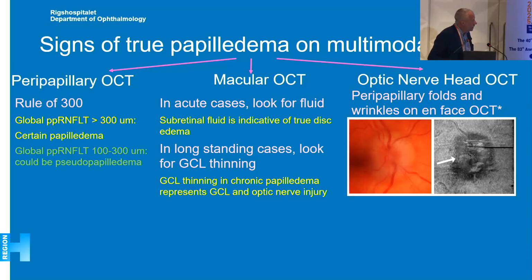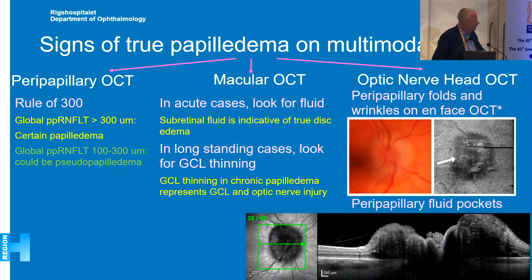And you do the optic nerve head OCT. You have these very nice peripapillary folds and wrinkles that are seen on en face OCT. I'll show you a more clear picture of this in the next slide. And also these small fluid pockets that are surrounding the disc, they are very indicative of true disc edema.